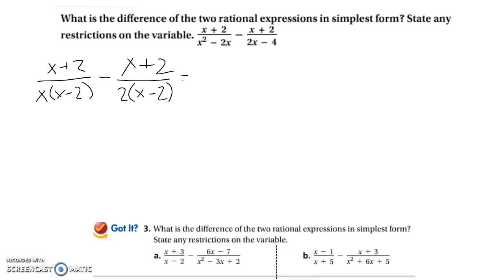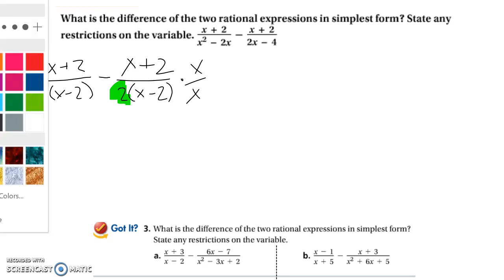Now for the common denominators, the second fraction has a factor of 2, which the first fraction is lacking, so we are going to multiply the first fraction by 2 over 2. And the first fraction has a factor of x that the second fraction is lacking, so we are going to multiply the second fraction by x over x.